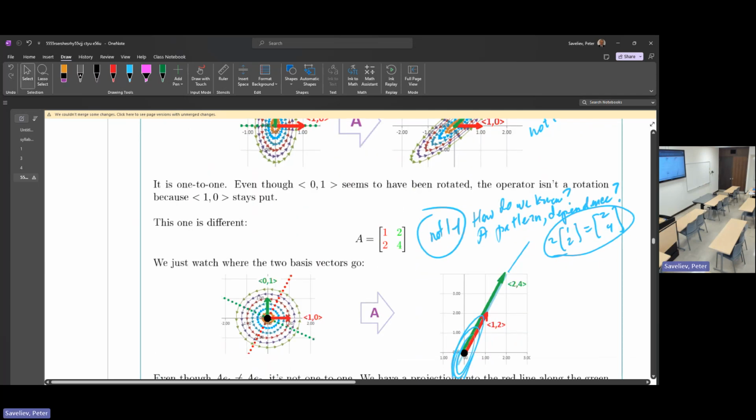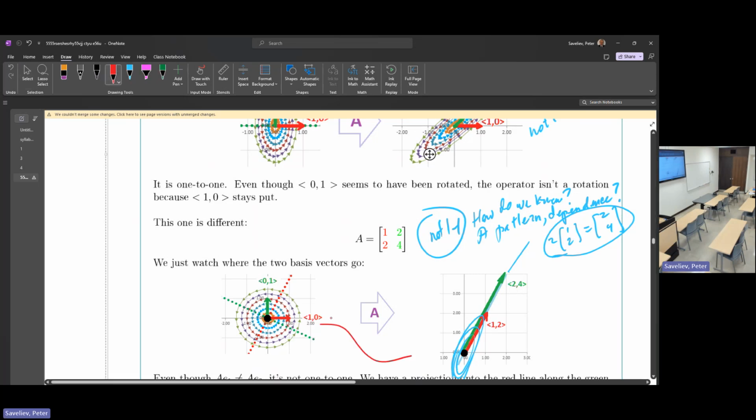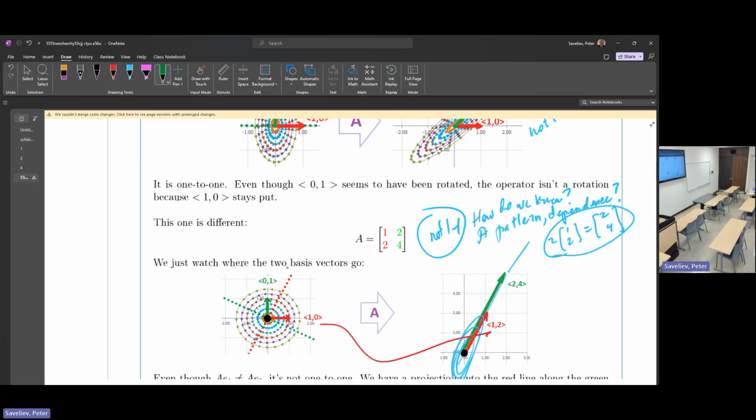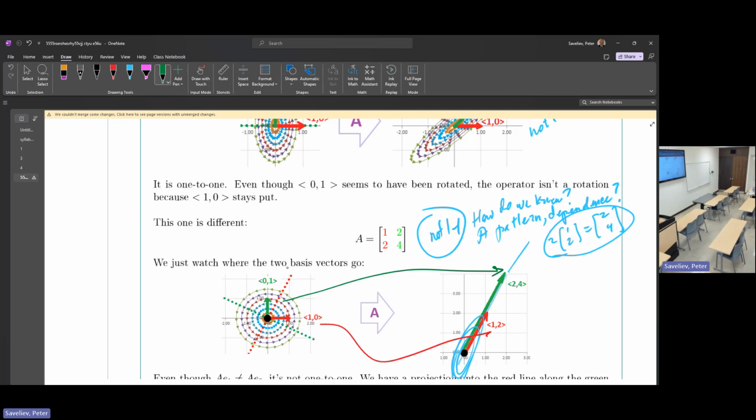So once again, 0, 1, or the red one, goes to the red one. The green one, 0, 1, goes over here. Okay, and then remember the idea was that we think of the two basis vectors, those on the left, as kind of wooden planks, with the rest of the plane as a fabric stretched on it, like on a frame. And then we look where those planks go. And it turns out that two planks that used to be like this, they became like that.